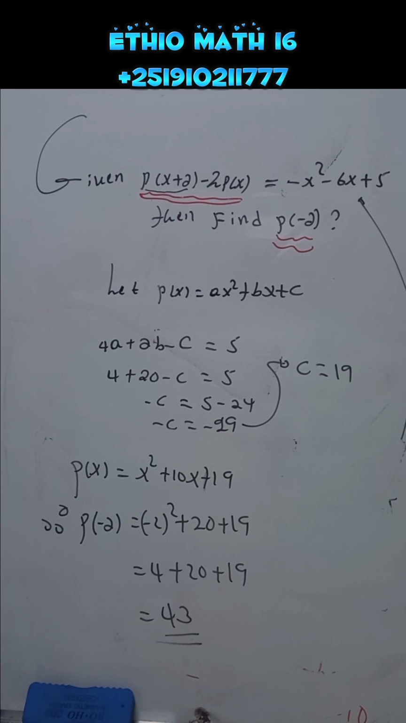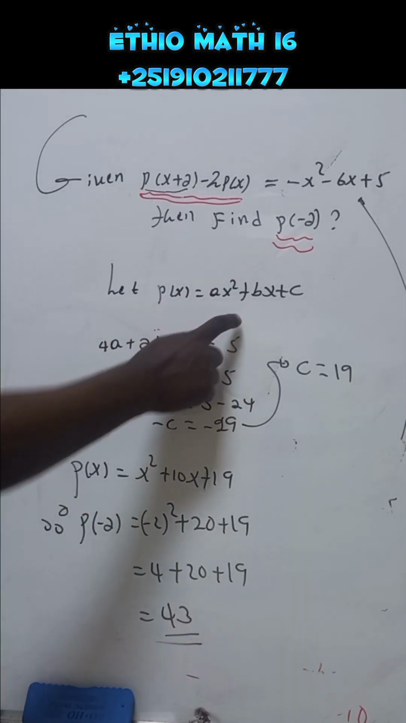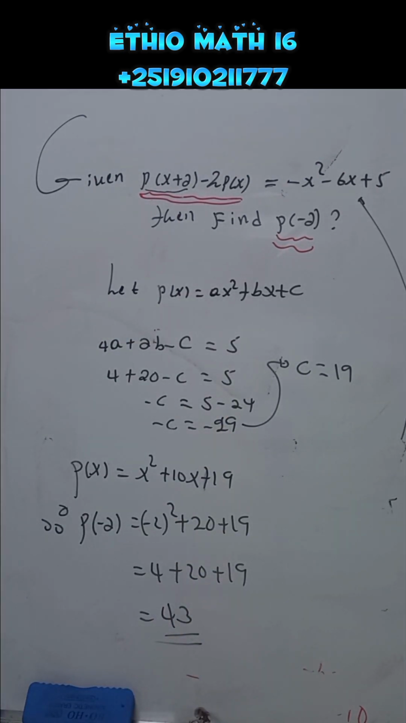So the image of negative 2 under the polynomial function is going to be this one. This is all about our today's lesson.